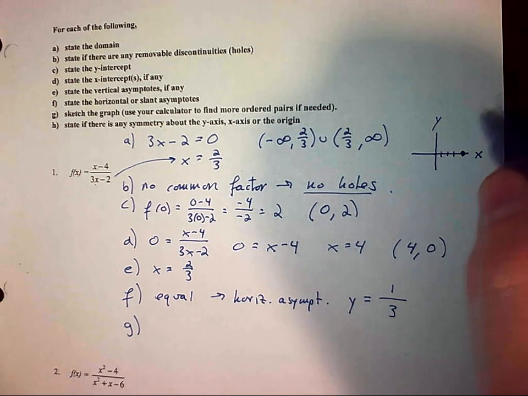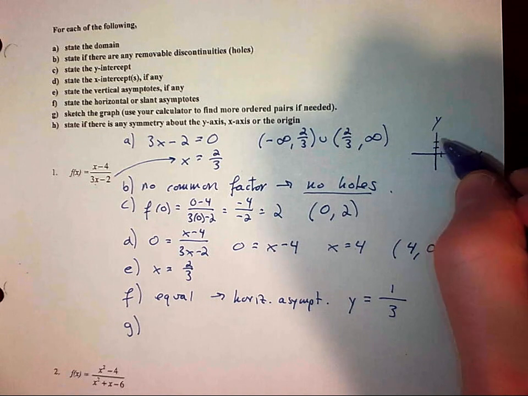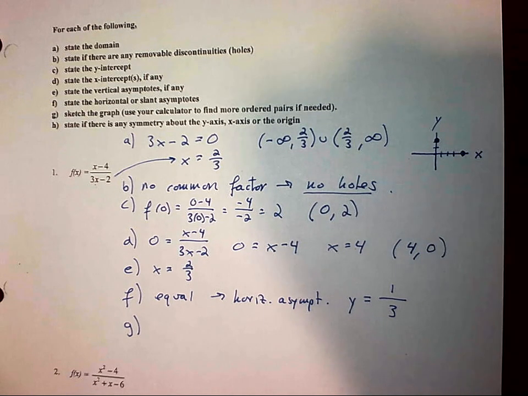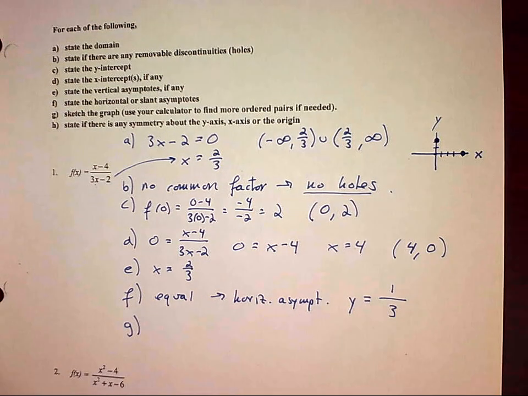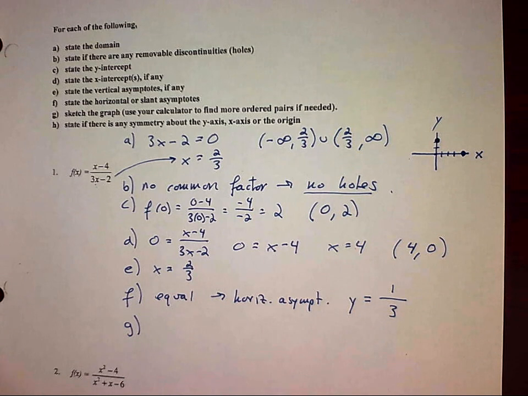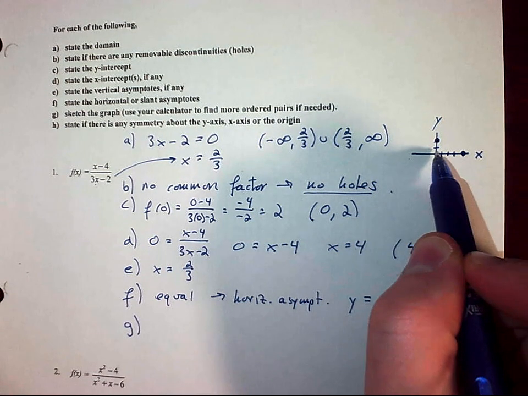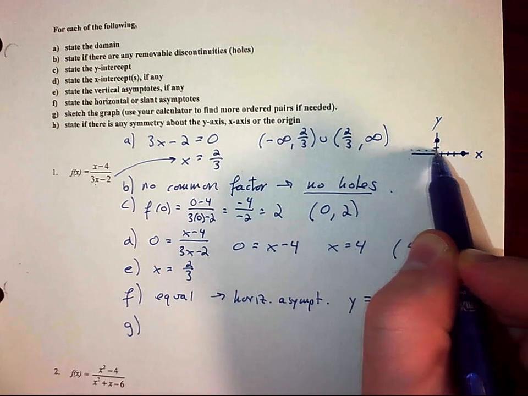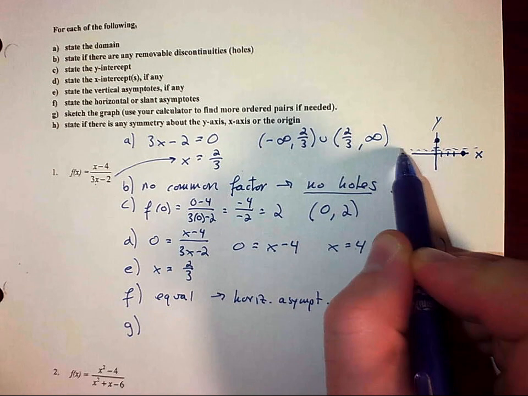Our vertical asymptote happened at 2, so here we're going to go up 0, 1, 2. So we're going to cross the y-axis right there. We have a horizontal asymptote at y equals 1/3. So y is equal to 1/3. We're going to have a horizontal asymptote.